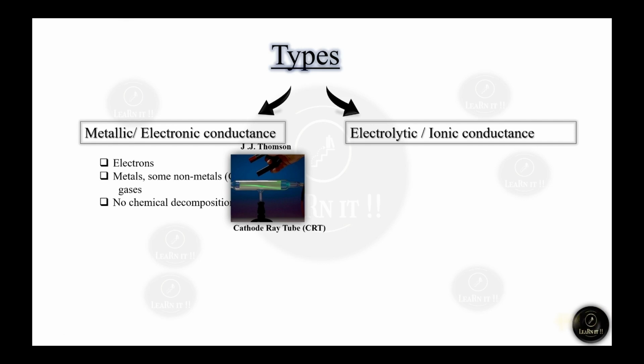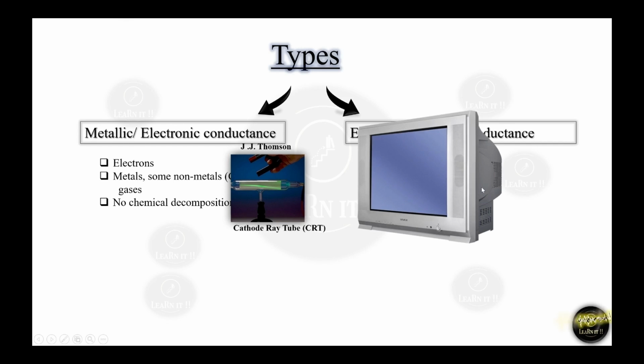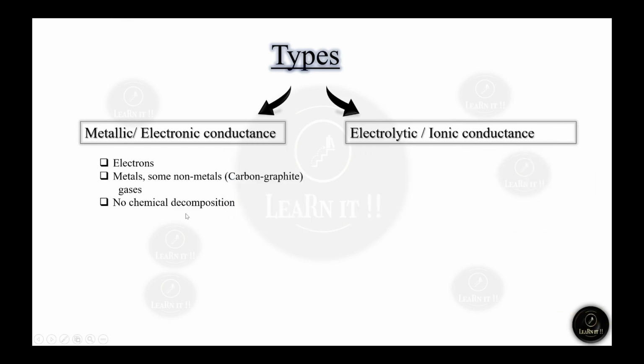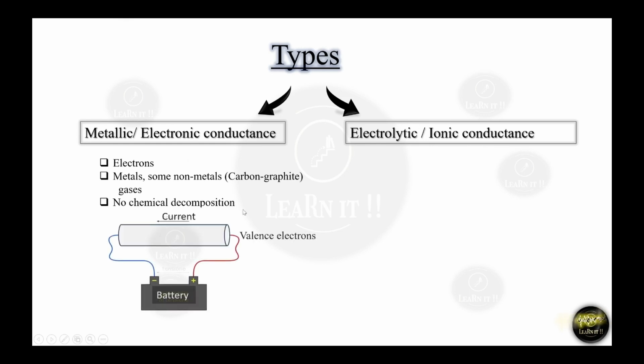These rays move towards the cathode. That's why they are called cathode rays. The cathode is positively charged and electrons are negatively charged, so they get attracted towards the cathode. This cathode ray tube was used in old televisions. Here no chemical decomposition takes place in the material. So this is the example.